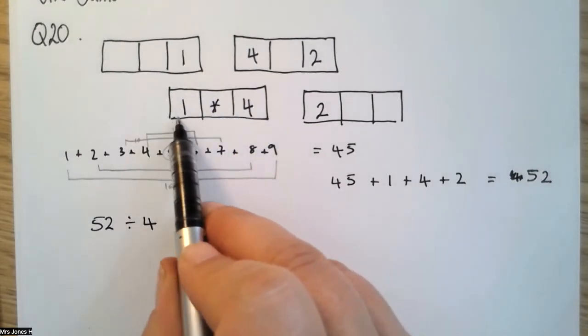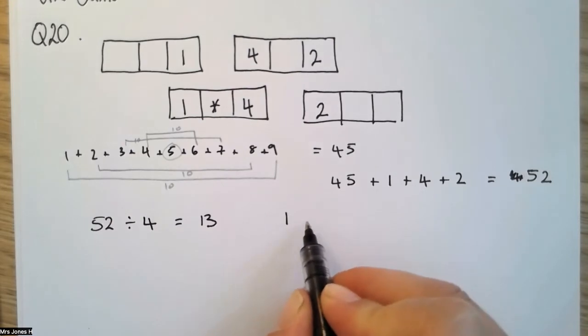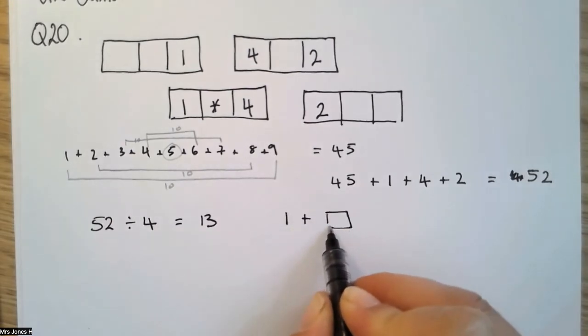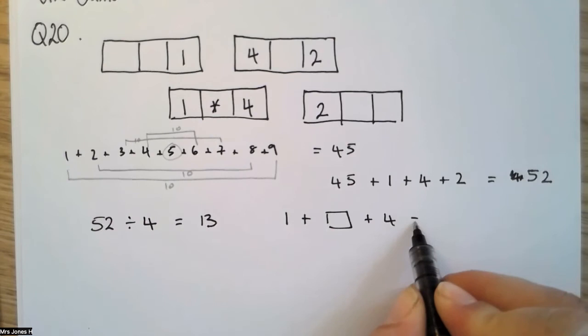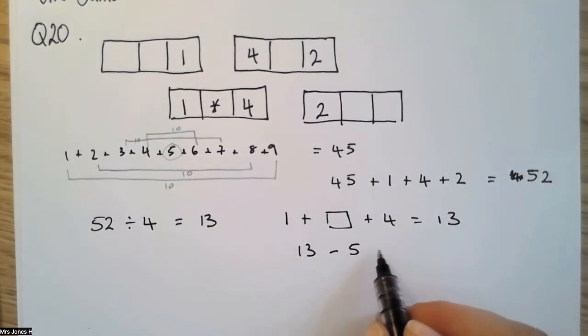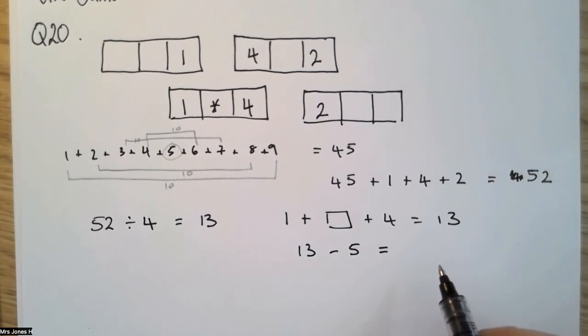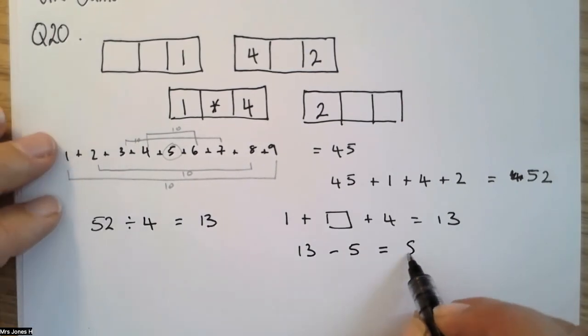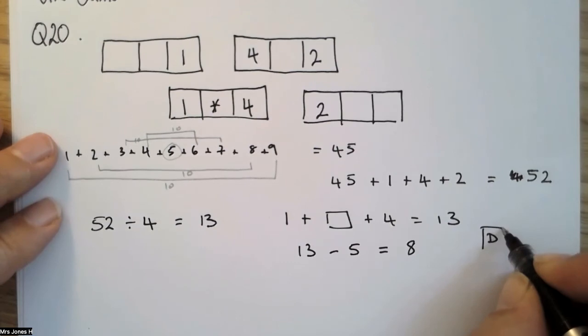So if we just look at this one here, we know that 1 plus something plus 4 is going to be 13. Or we can say 13 subtract 5. 13 subtract 5 is going to be 8. So therefore the answer is D.